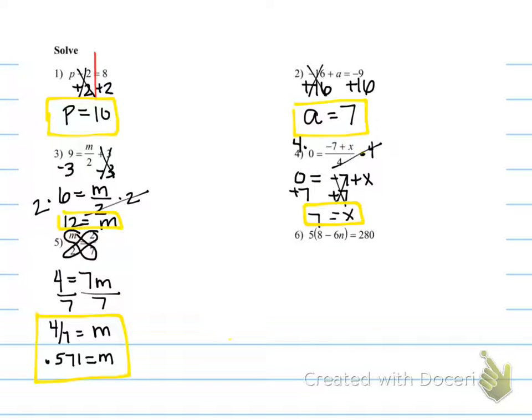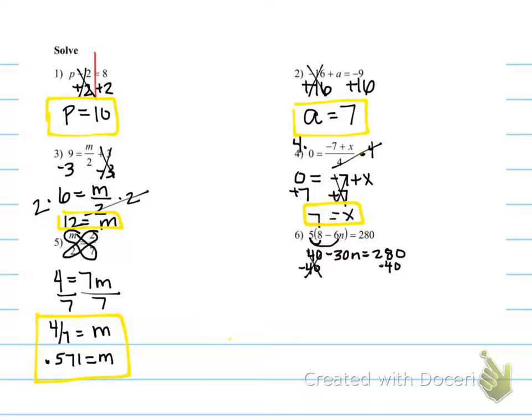Alright, number 6. Number 6 has parentheses, and anytime we have parentheses we must distribute so we can start solving. So 5 times 8 gives me 40, and 5 times -6n gives me a -30n. I'm still left with that equals 280 because that's not in parentheses, so we're not going to multiply that 5 all the way to that 280. From here I can go back to my two-step equation steps and move the number first without the variable, and then we can divide. So I want to move that 40. It's a +40, so the inverse would be a -40.